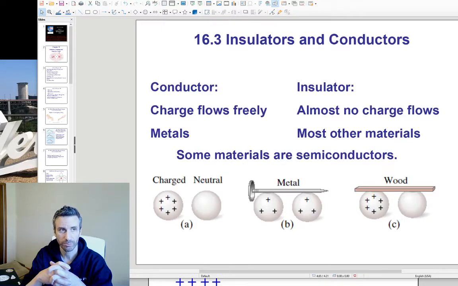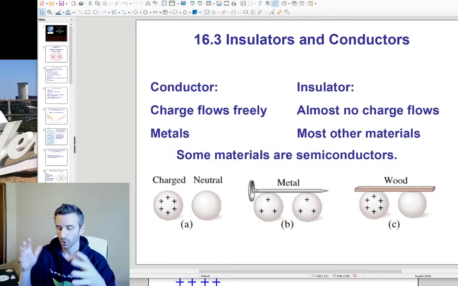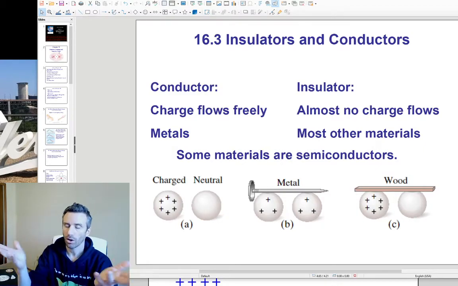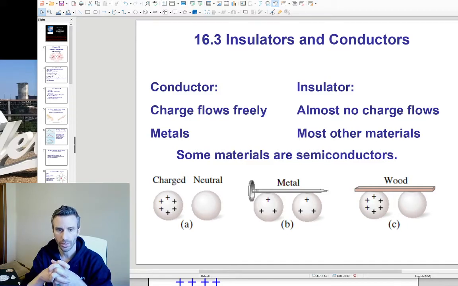By the way, there's a really good connection between thermal conductivity and electrical conductivity. A material that allows heat to transfer through it very quickly also typically will allow electricity and electrons to flow through it very easily.